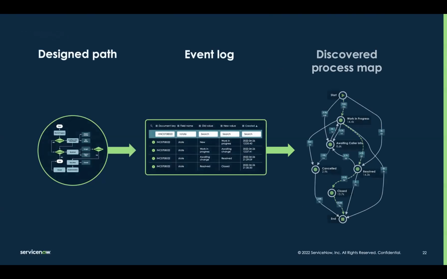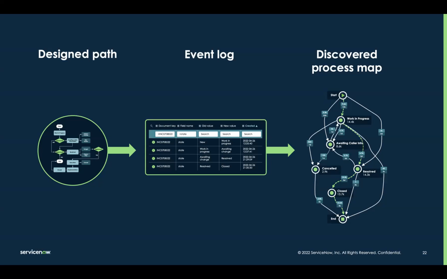Now, what makes process mining possible is event data. Event data exists for each individual piece of work or record, for example, an incident, case, or request of some sort. And as a piece of work moves through a given process, it creates this event data with each step it takes.